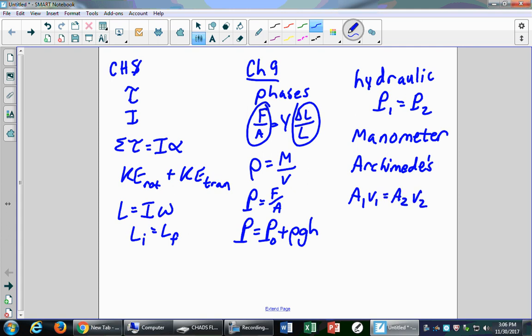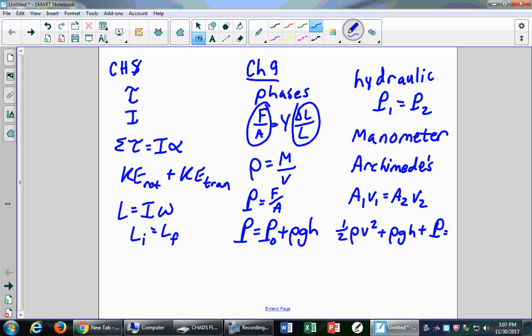And then fluid motion, that's the equation of continuity, A1V1 equals A2V2. That's based on the conservation of matter, that any matter that comes through one point has to go through the other point. And then the other is based on the conservation of energy. This is Bernoulli's equation, 1/2 rho v squared plus rho g h, that's kinetic and potential, plus pressure. This is equal to a constant value, conservation of energy.